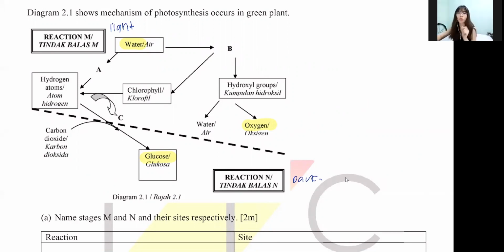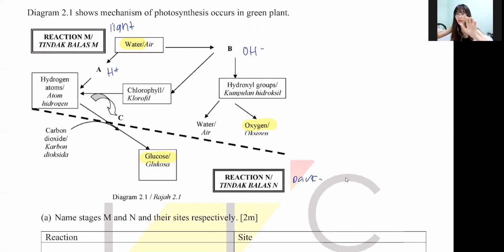Now, since it's water, H2O, what do they form? They will form into H plus and OH minus, right? So which one is H plus? Which one is OH minus? In the diagram, as you can see, hydrogen atom is H, so eventually A is H plus. Hydroxyl group is OH minus, because it's hydroxyl group.